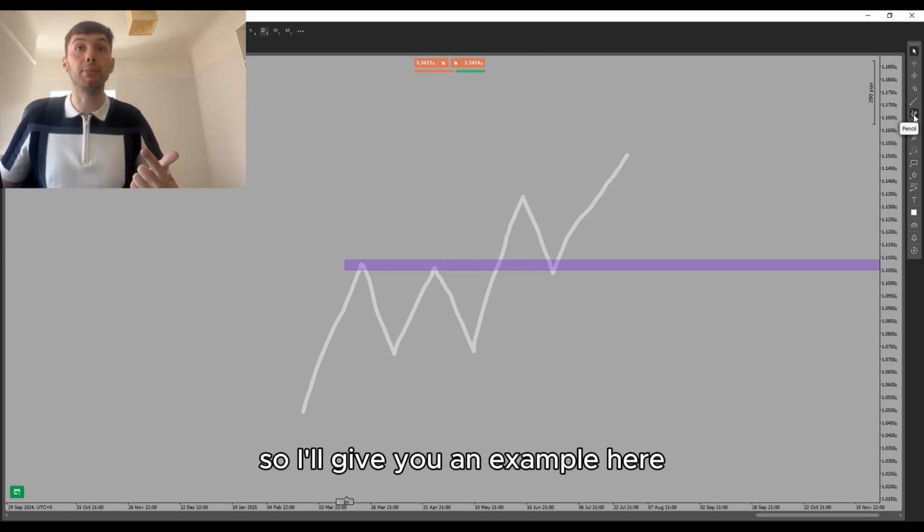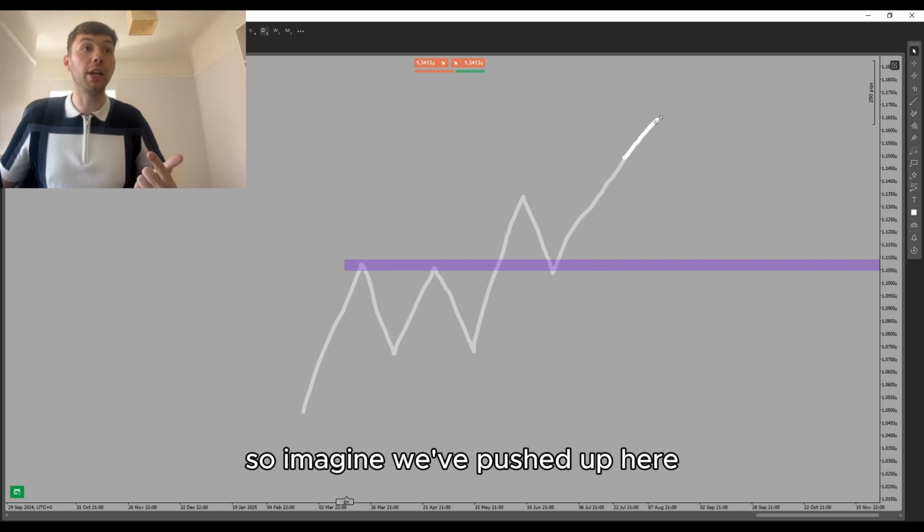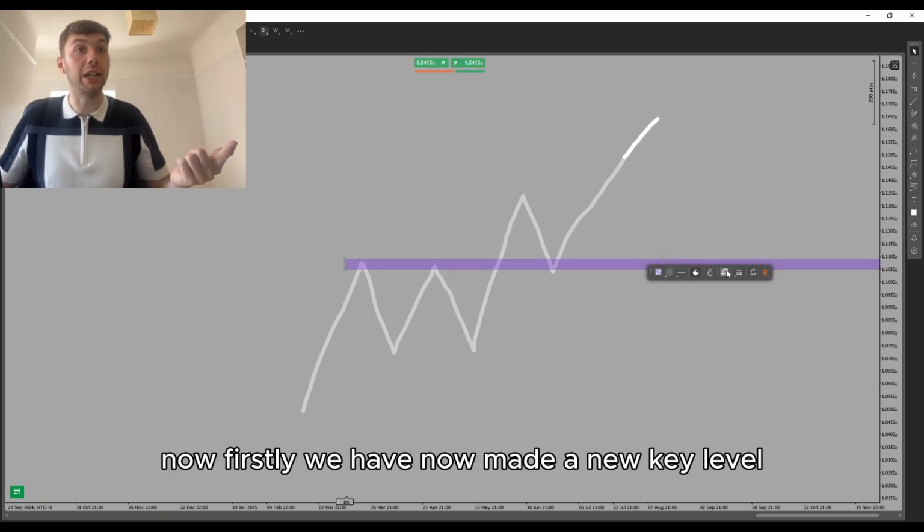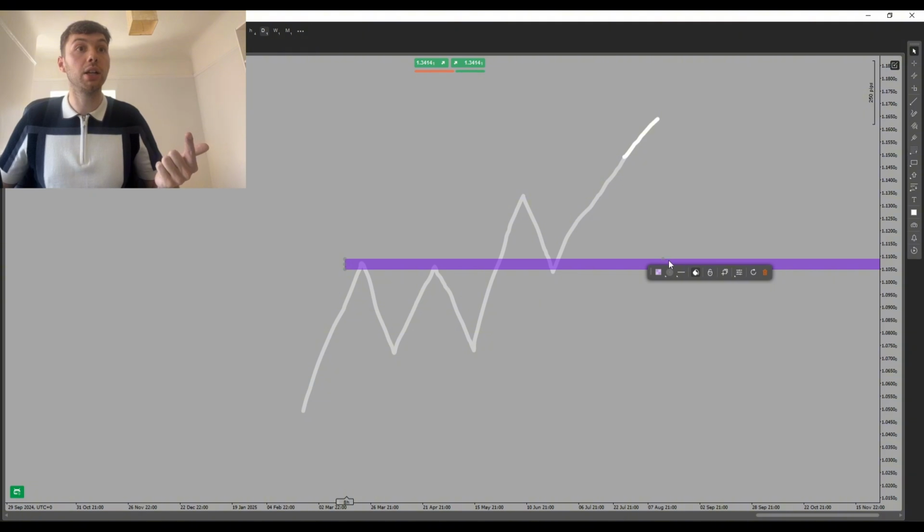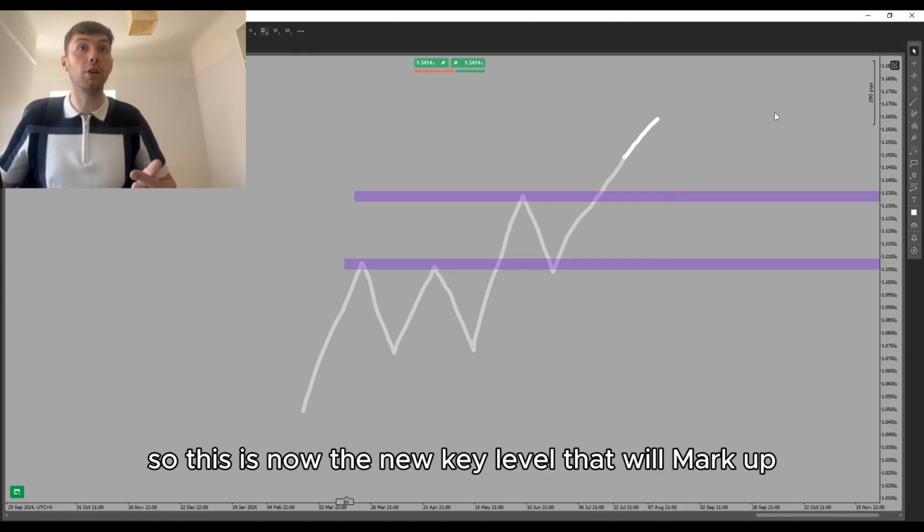So I'll give you an example here. So imagine we've pushed up here. Now, firstly, we have now made a new key level because of this high here. So this is now the new key level that we'll mark up.